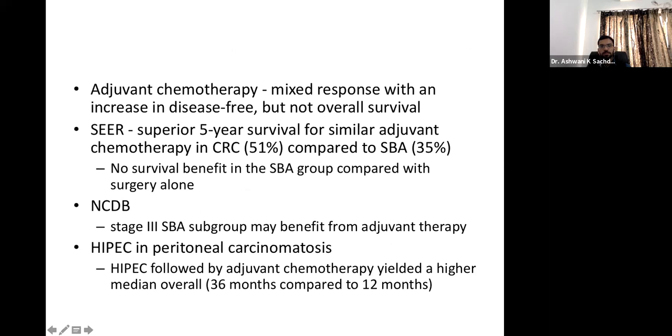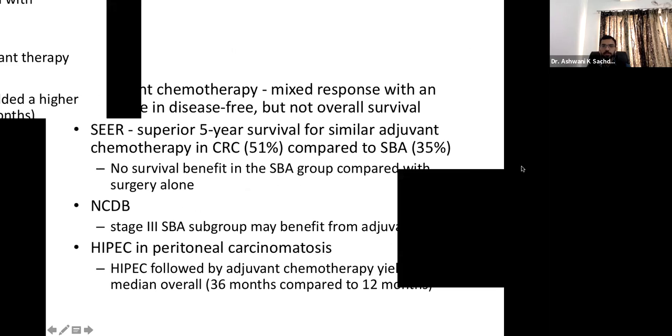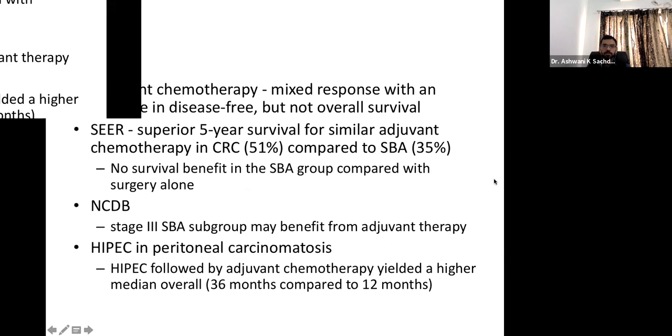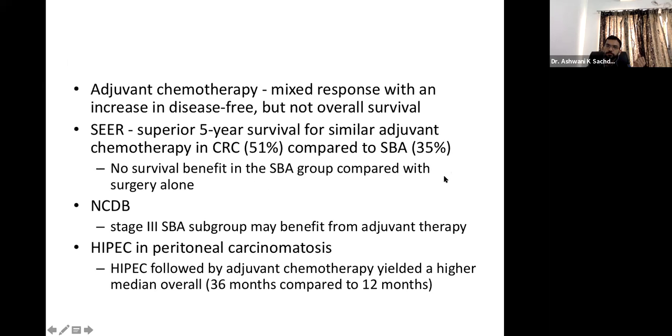What is the role of adjuvant chemotherapy? There is a mixed response, not well studied in small bowel cancer, but it is given along lines similar to colorectal cancer, and the NCDB database has shown that 5-year survival is improved following adjuvant chemotherapy. But the database has shown superior 5-year survival for similar adjuvant chemotherapy in colorectal cancer compared to small bowel cancers.